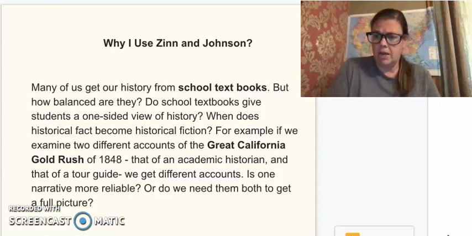Is one of them a lie and one the truth? Which narrative is more reliable? Or perhaps we need both. We need both of those points of view to get the full picture.